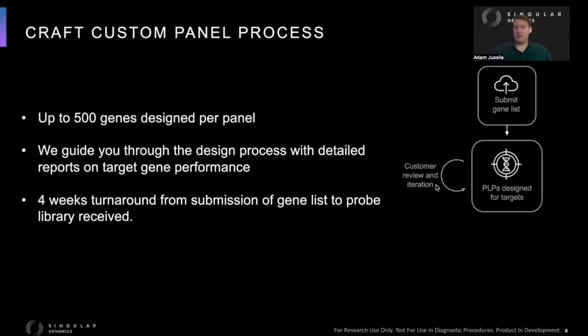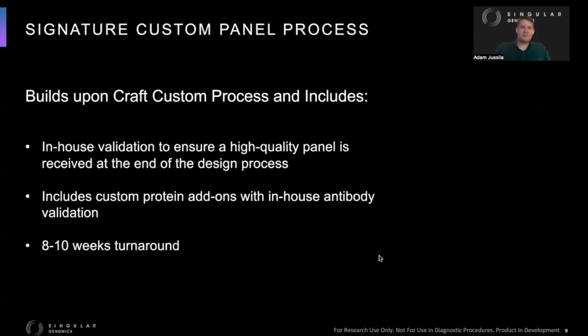When you're happy and you're ready to move on, you have us move to order the oligos, and we ship them directly to you. The whole turnaround time on this process is around 4 weeks from submission of your gene list to order of the oligos.